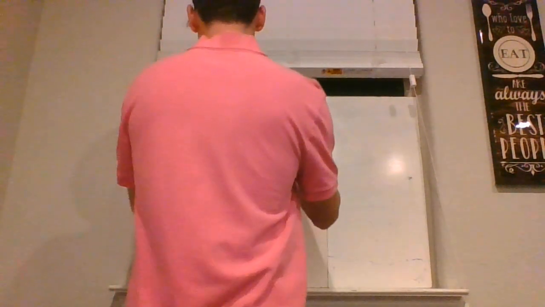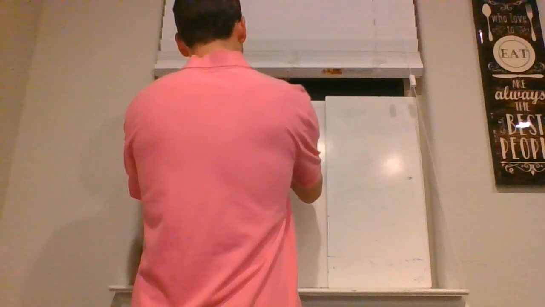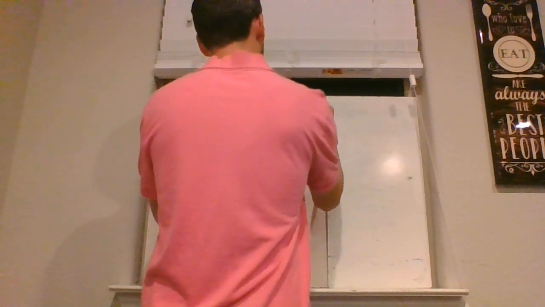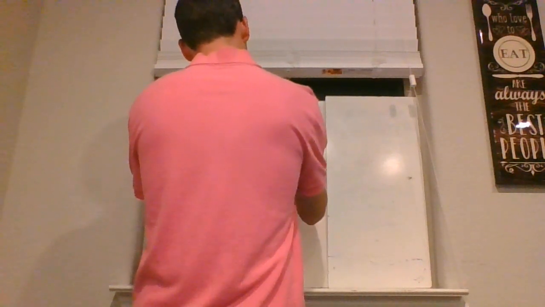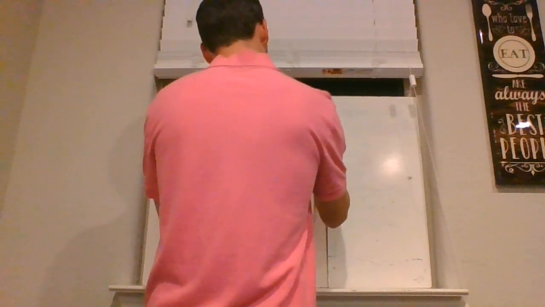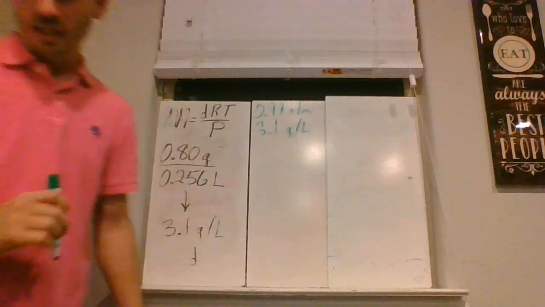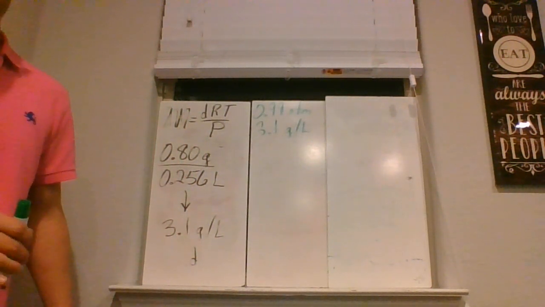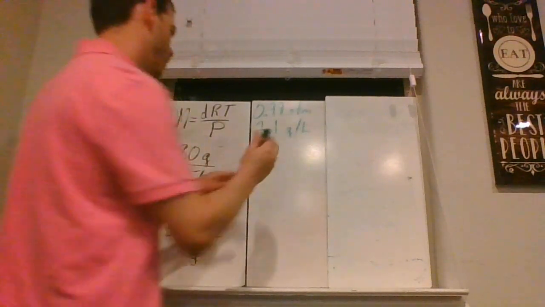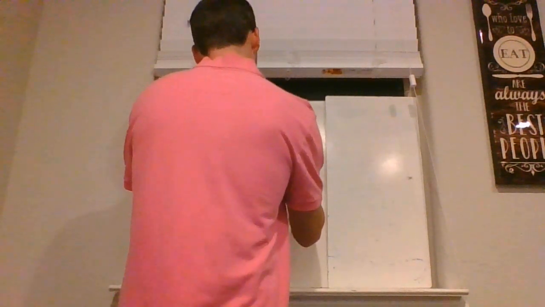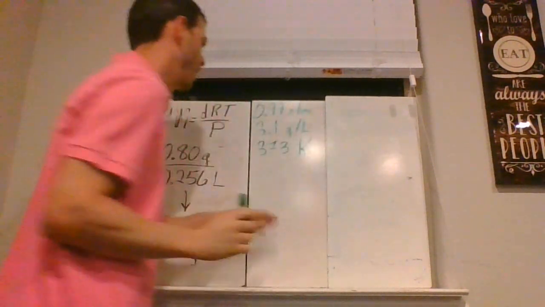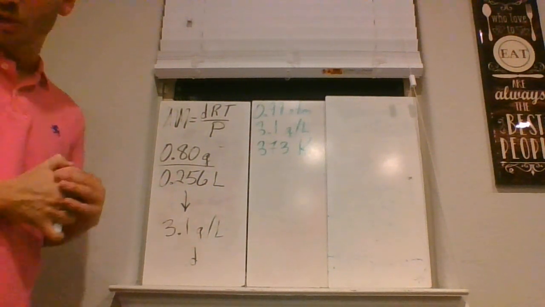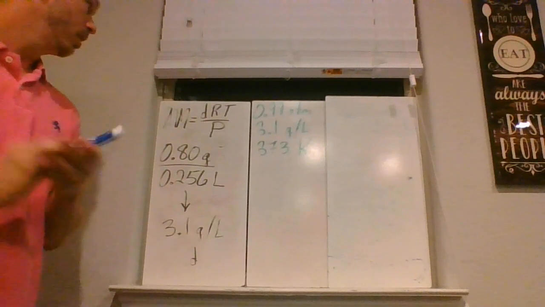So as I start looking at my values here, I've got 0.99 atmospheres. I've got 3.1 grams per liter. We've got our temperature sitting at 373 Kelvin. All right, and now we're able to plug in all of this information. So let's go ahead and plug and chug.